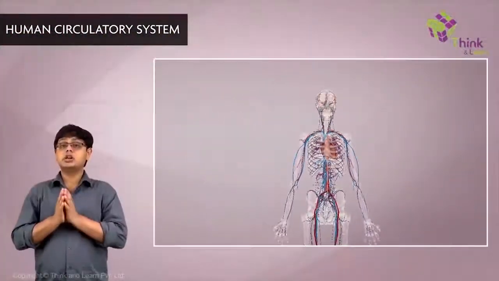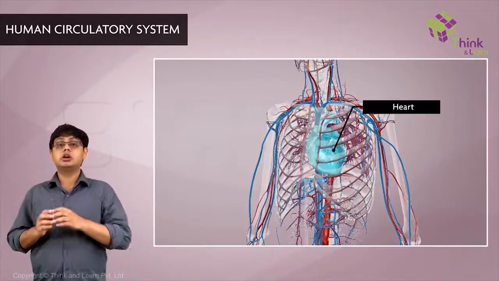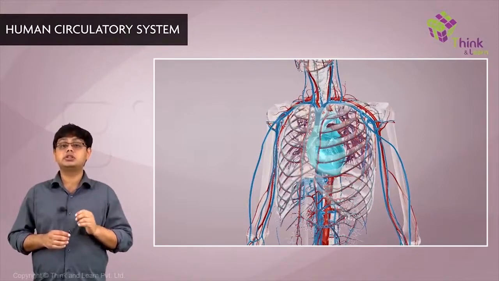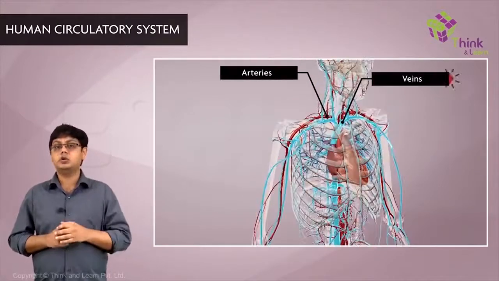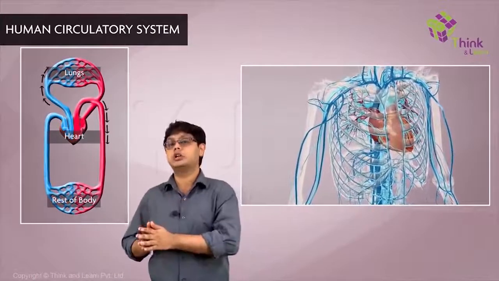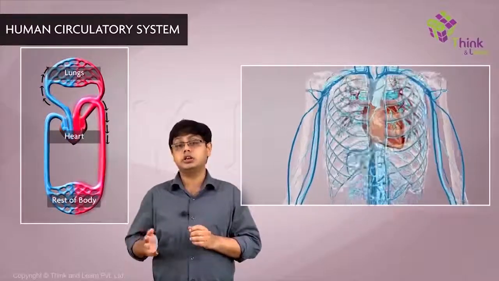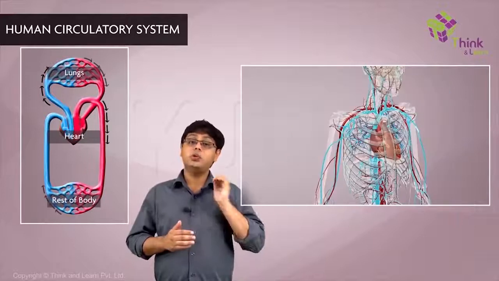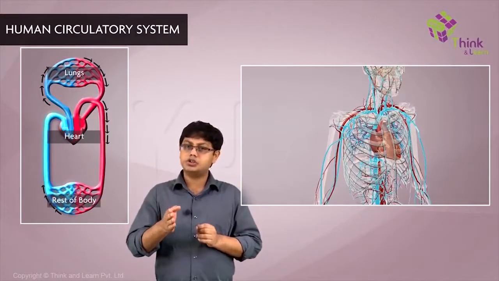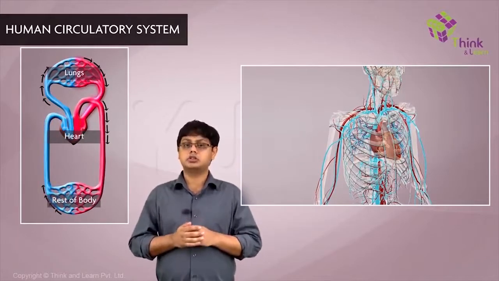Our circulatory system consists of a heart and the blood vasculature system composed of blood vessels. There are two main types of blood vessels, the arteries and the veins. The arteries are responsible for carrying blood away from the heart, the deoxygenated blood to the lungs and the oxygenated blood to the rest of the body, while the veins are vessels that carry blood to the heart, the deoxygenated blood from the rest of the body and the oxygenated blood from the lungs.